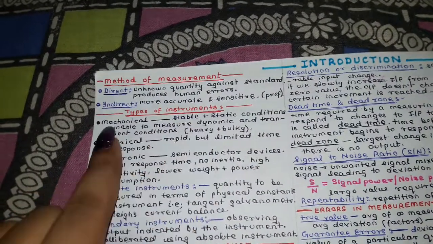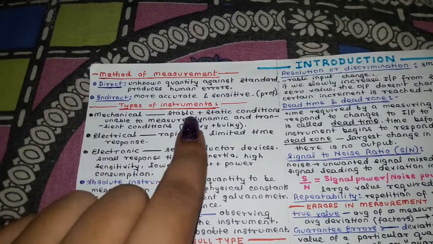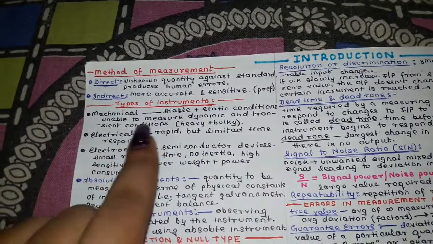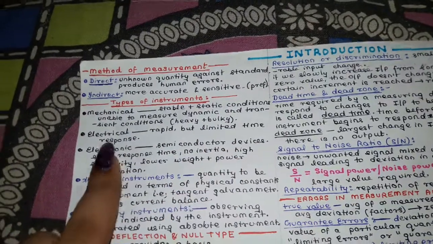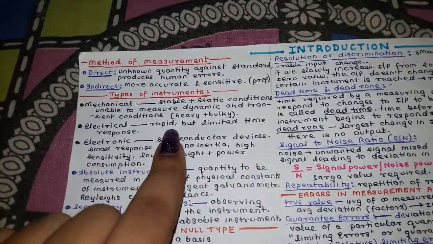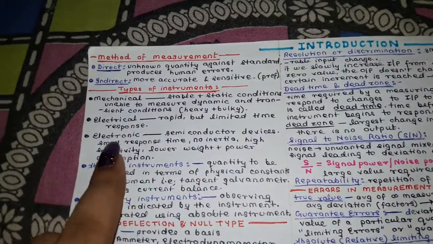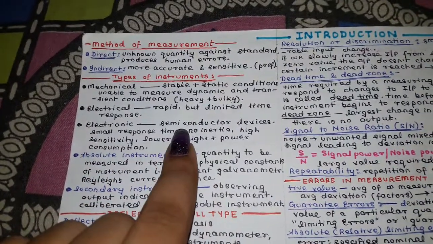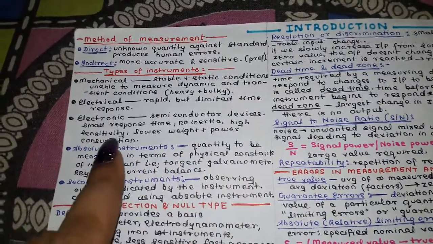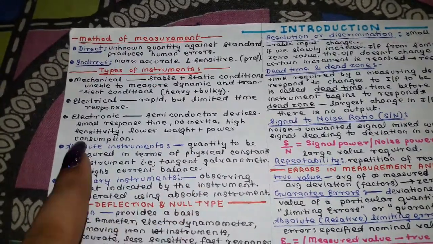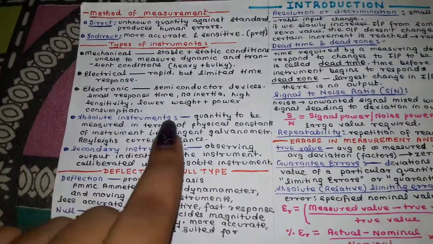Then we have types of instruments. We have mechanical instruments, which are stable and good for static conditions but are not good for measuring dynamic or transient conditions. They are heavy and bulky. Let's talk about electrical instruments. These are rapid but have limited time response. Let's talk about electronic instruments. These use semiconductor devices and have small response time, no inertia, high sensitivity, lower weight, lower power consumption.